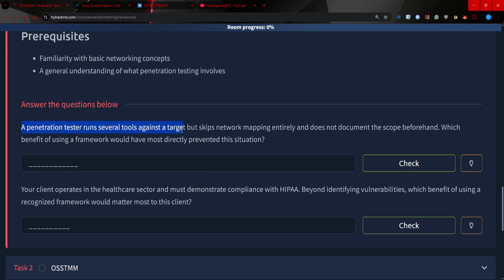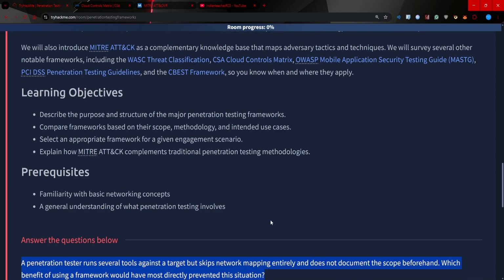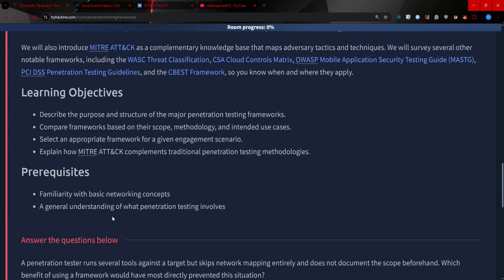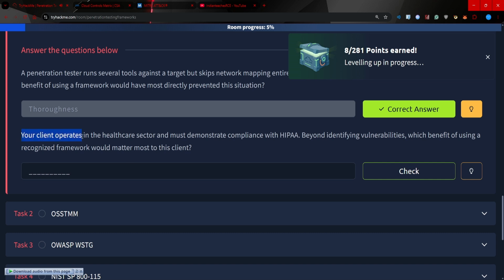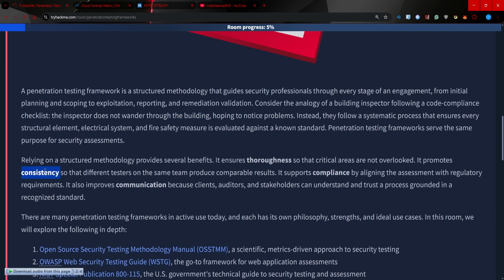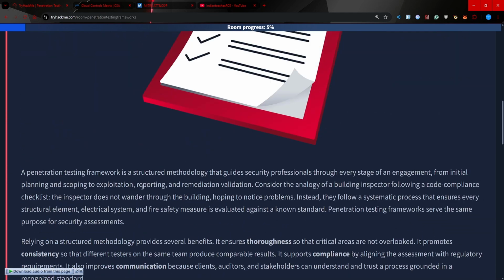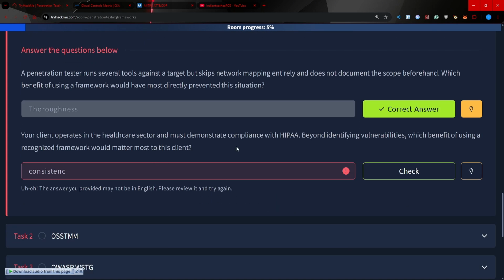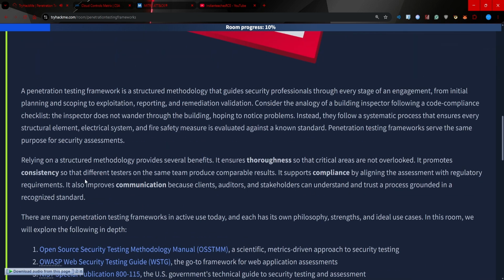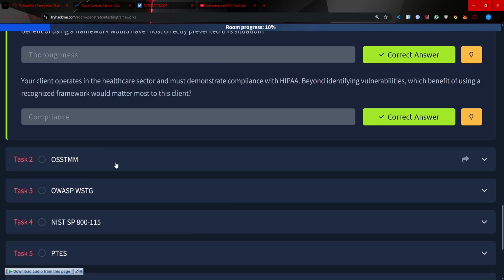A penetration tester runs several tools against a target but skips network mapping entirely and does not document the scope beforehand. Which benefit of using a framework would have most directly prevented the situation? Ooh, he's asking which benefit of using a framework? Thoroughness. Yes. Your client operates in the healthcare sector and must demonstrate compliance with HIPAA. Beyond identifying vulnerabilities, which benefit of using a recognized framework would matter the most to the client? 100% consistency. Oh no, it's compliance maybe. Yeah, I think it's compliance because he's saying demonstrate compliance with HIPAA. So of course we basically have thoroughness, compliance, consistency, and communication. These are the only things that matter. Oh, we will go through all of these.